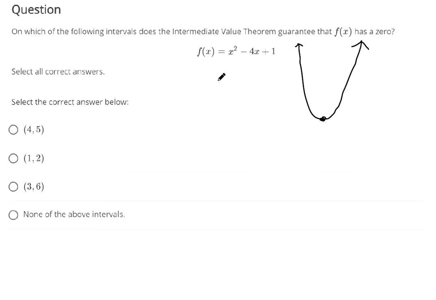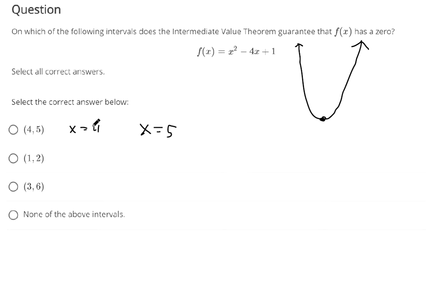Out of which of the following intervals does the intermediate value theorem guarantee that f of x has a 0? I'm trying to think if there's a quicker way to do this rather than testing each interval. So for this interval 4 to 5, this isn't a point. It looks like point notation, but this is saying between x equals 4, because they call it an interval, and x equals 5.